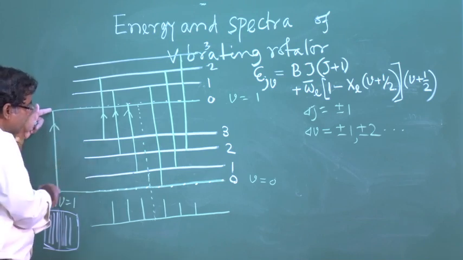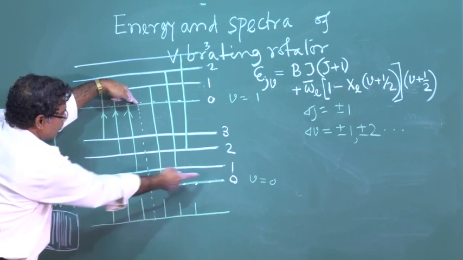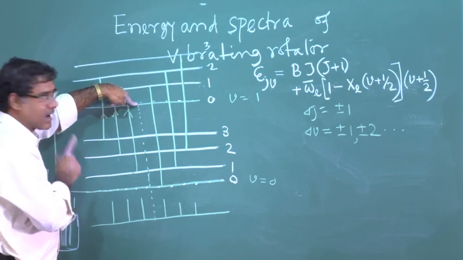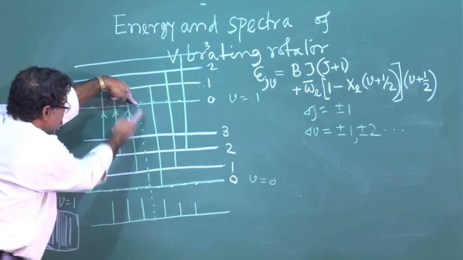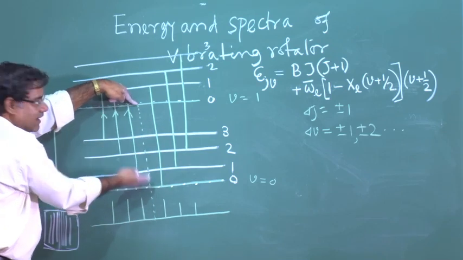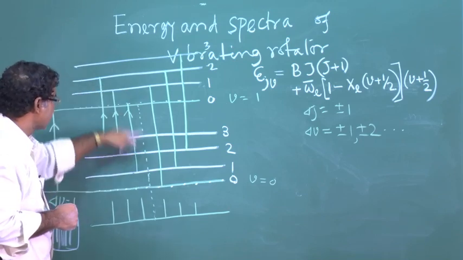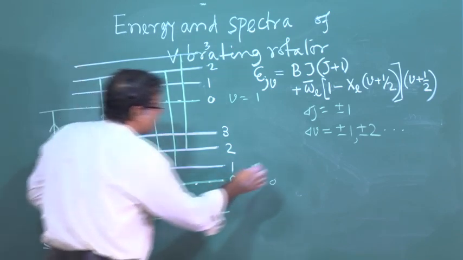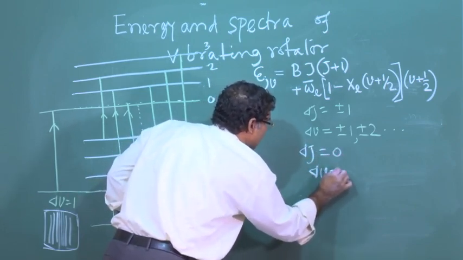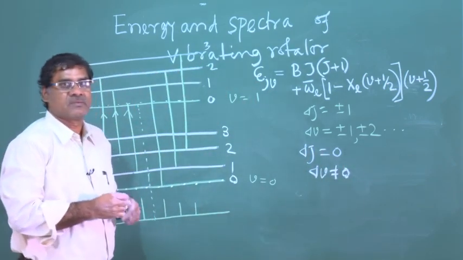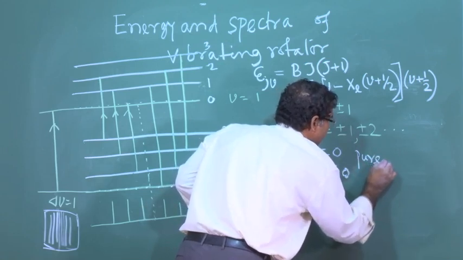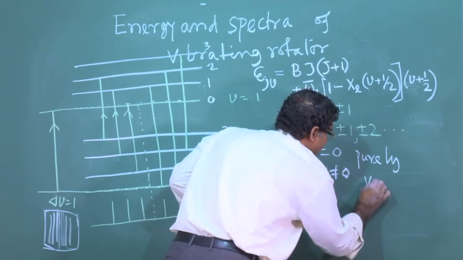In case of vibrating rotator, this transition is not allowed, then it will be j equal to 0 to j equal to 0. So, del j equal to 0, if it is allowed, then it will be purely vibrational energy. Okay. So, that is why we say when del j equal to 0, del V is not equal to 0, it is purely vibrational.